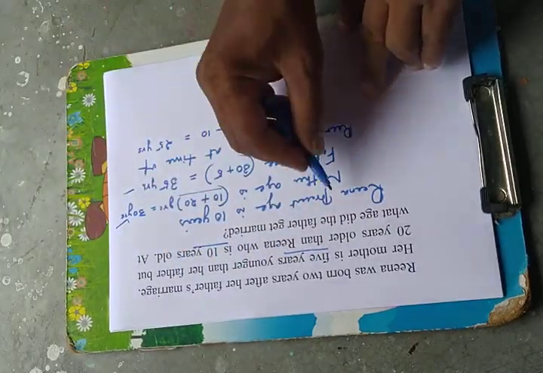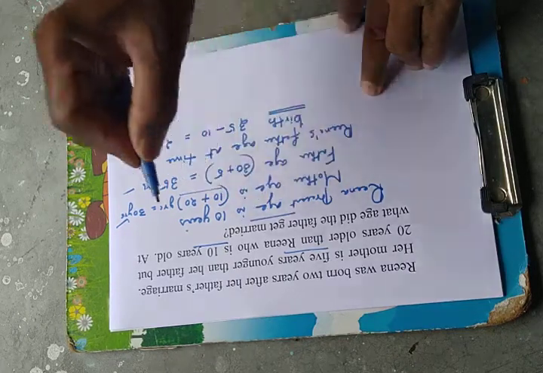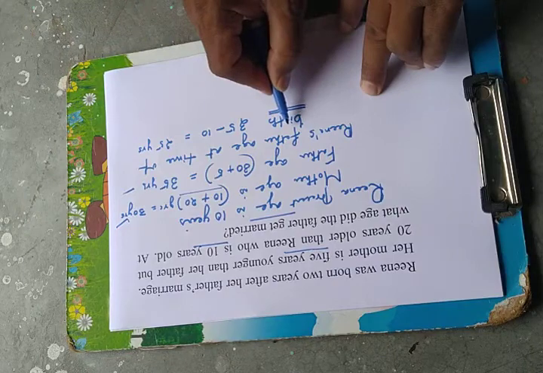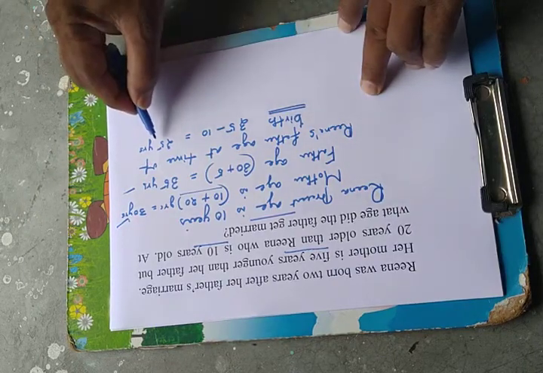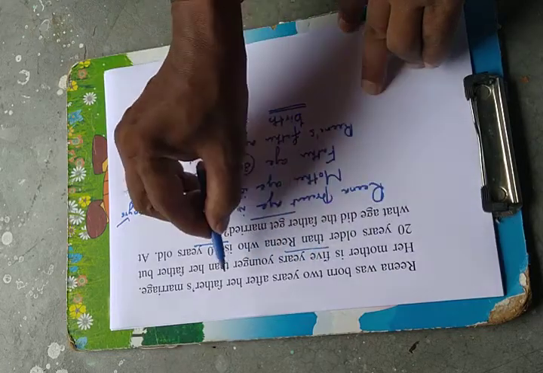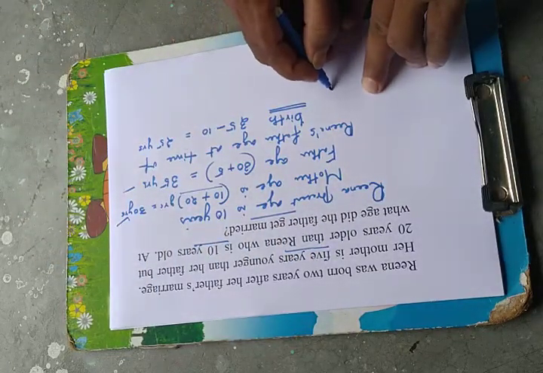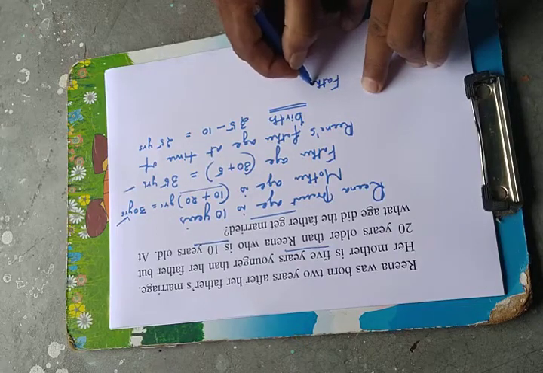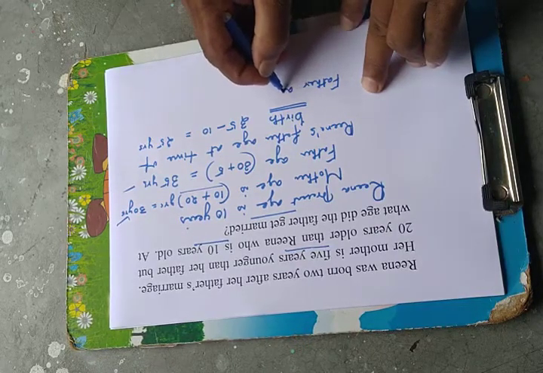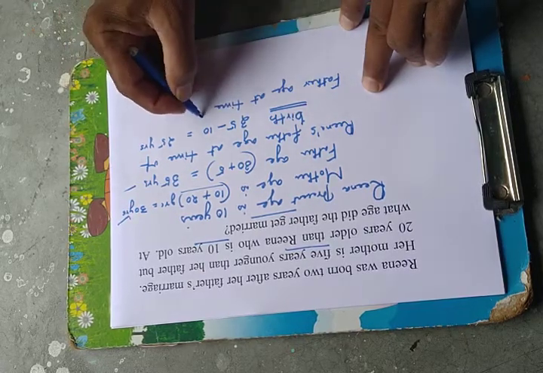So now we are going to find out at what age the father got married. At the time of Reena's birth, her father's age is 25 years. Reena was born 2 years after her father's marriage. Now, the father's age at the time of marriage.